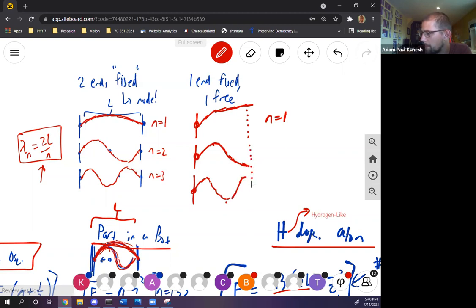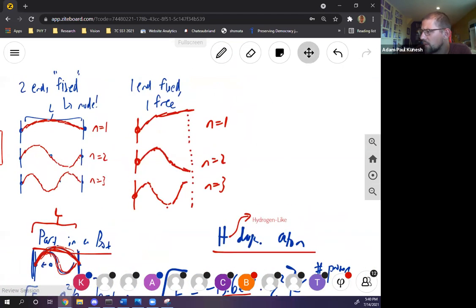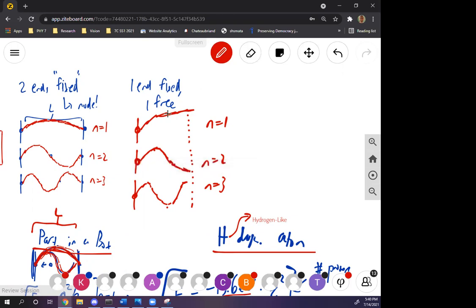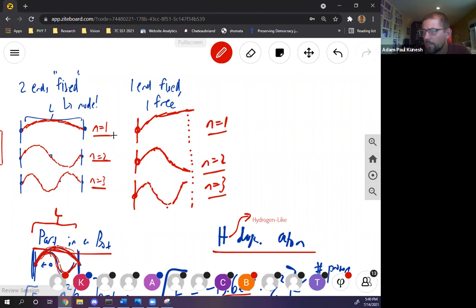Cool. This is n equals 2, this is n equals 3. Traditionally, this is called the 3rd harmonic and the 5th harmonic, but again, I'm going to avoid the harmonic language just because it gets kind of confusing. All right. So n is equal to the number of antinodes, regardless of whether it's both ends fixed or one end fixed and one free. That's right. N is always equal to the number of antinodes in here.